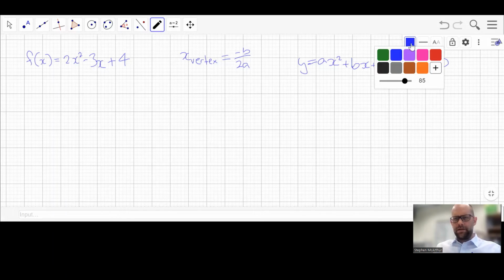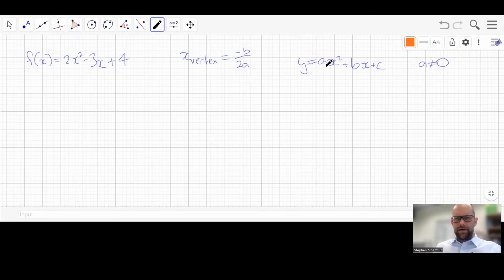And the number in front of the x squared term, and the number in front of the x term, are really relevant to us. So we've got here a, the term in front of the x squared term, is 2. B, the term in front of the x term, is negative 3.